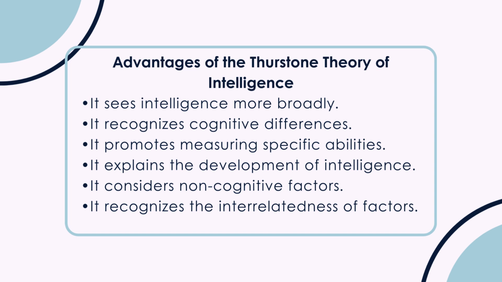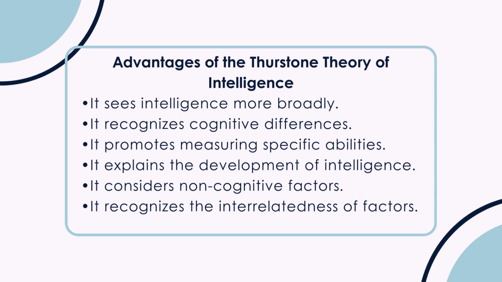Number 3, the theory promotes measuring specific abilities. Thurstone's theory likes measuring each main ability separately with specific tests. This shows a person's exact brain type, which has more useful information than one intelligence score. Measuring separate abilities also helps predict how well a person does tasks that use those abilities.